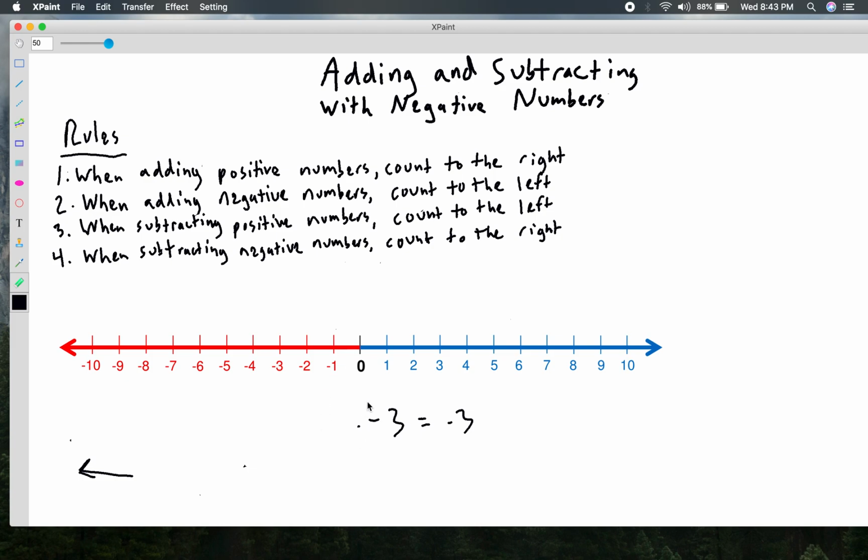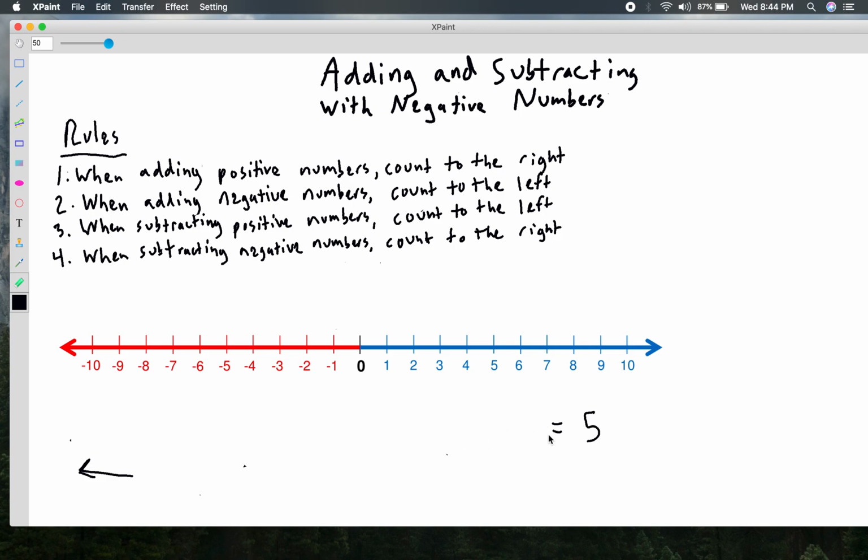All right. Even if I'm really far on this side of the number line, this is going to work. Adding negative numbers, count to the left. 7 plus -2. Well, I'm adding a negative number, and the rule says when adding negative numbers, count to the left. It's that direction. 1, 2. Lo and behold, that equals 5. So 7 plus -2 gives me 5. Awesome.